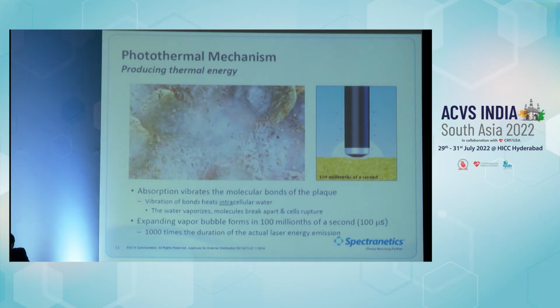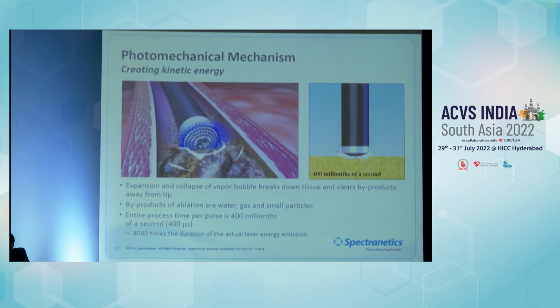The photothermal mechanism is by producing thermal energy. Absorption vibrates the molecular bonds of the blockage. This vibration expands, and a vapor bubble forms in 100 millionths of a second, with 1000 times the duration of the actual laser energy emission. This is the photothermal mechanism. The last one is the photomechanical mechanism. Expansion and collapse of the vapor bubble breaks down tissue and clears byproducts away from the tip. Byproducts of ablation are water, gas and small particles. So nothing will choke the distal circulation.